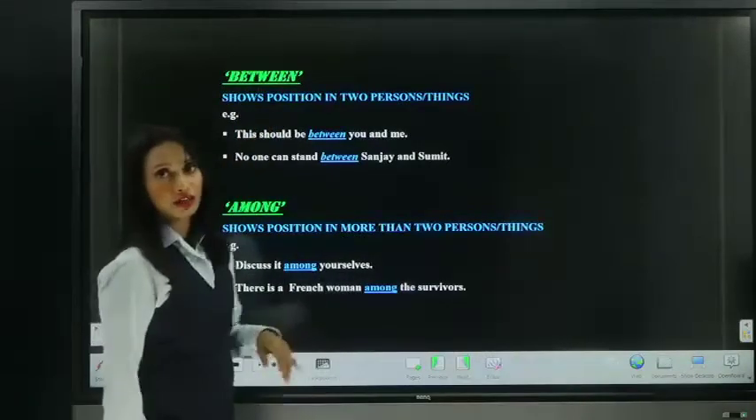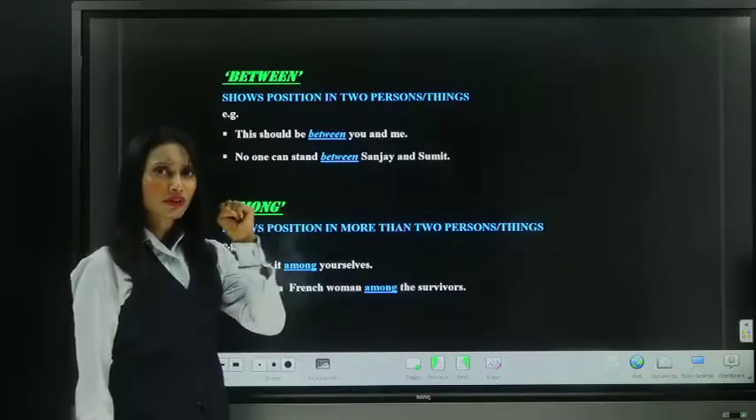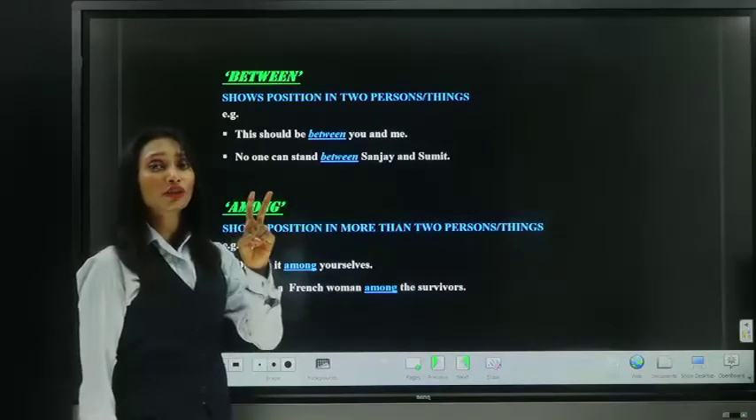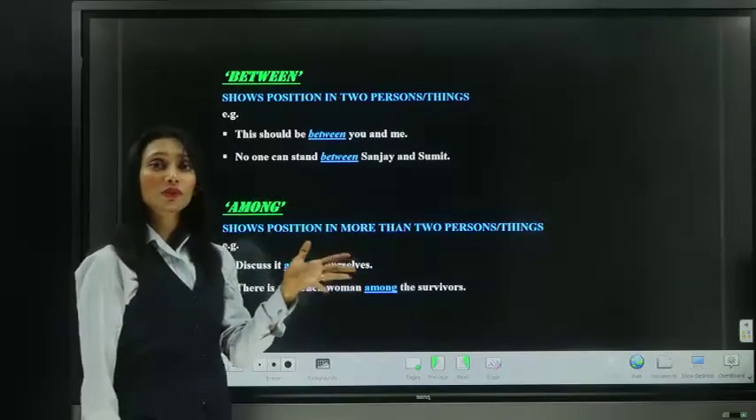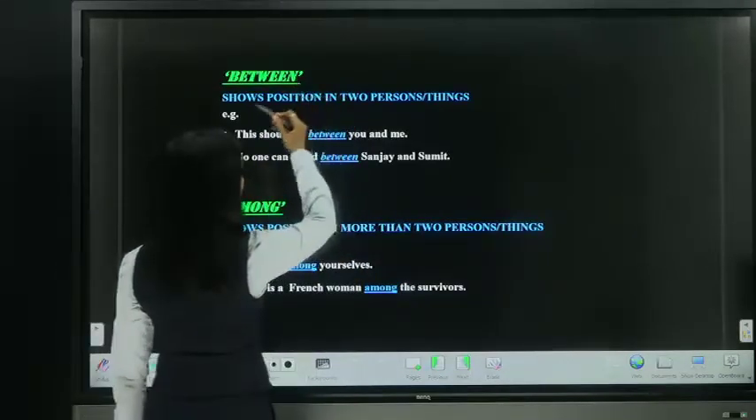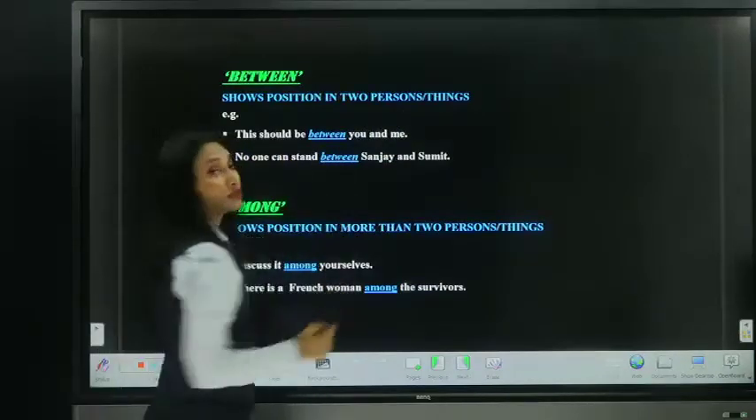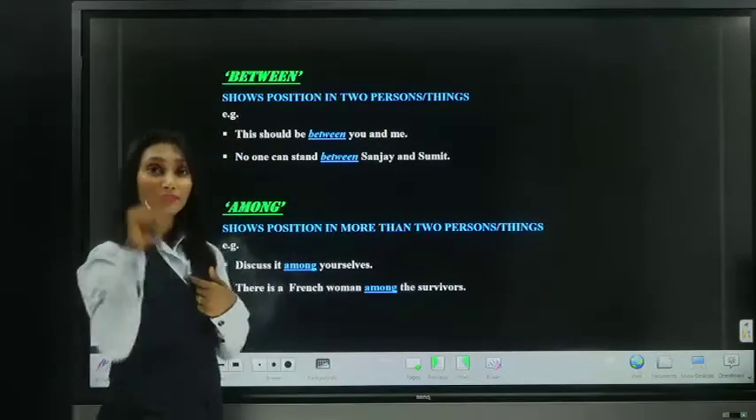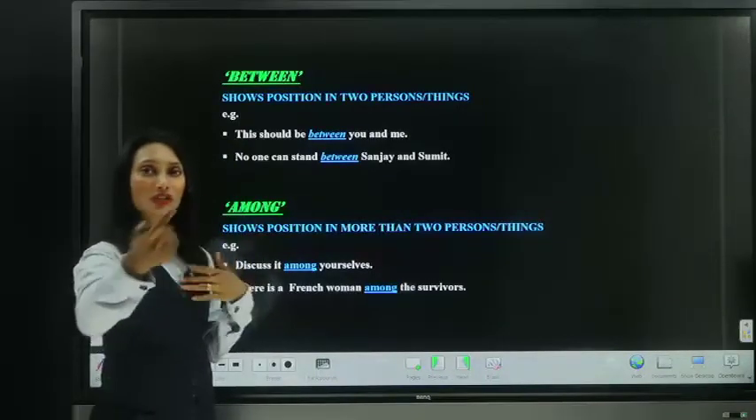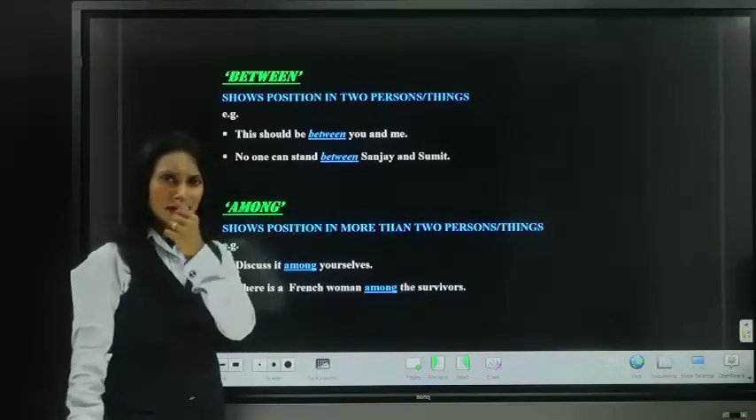Between, among. Again another confusing pair. Between is used when we talk about two persons or things. Among is used when we talk about more than two persons or things. So they show position. Between shows position of two persons or things. For example, this should be between you and me. So talking about the position between two. No one can stand between Sanjay and Sumit.